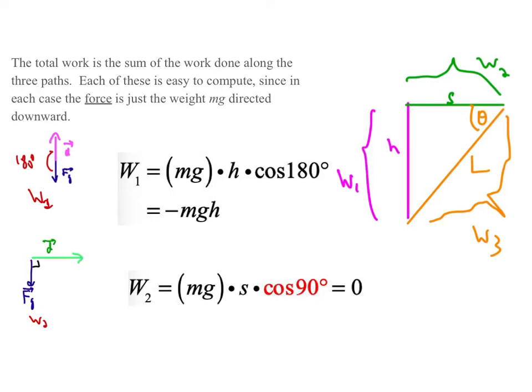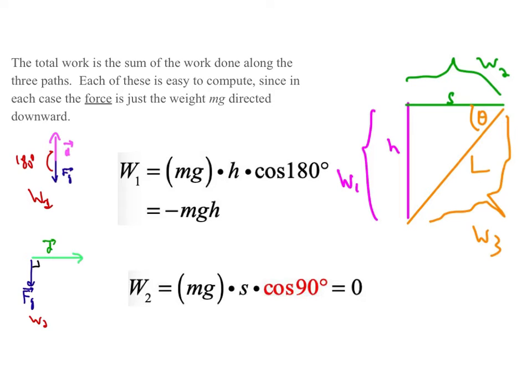So along path 1, lifting it through a height h, we have gravity pulling it down, but the displacement is up, so the angle is 180 degrees. So we have the force times the distance times cosine of 180. We get minus mgh.